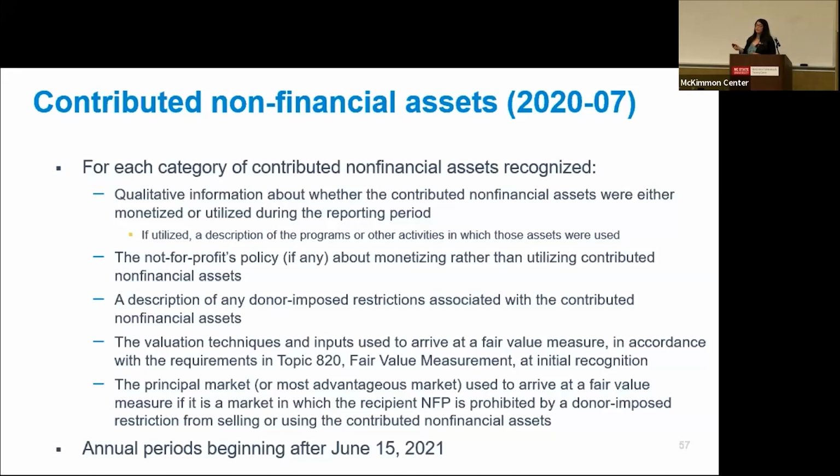You're going to disclose the fair value of the asset that you received. So the fair value measurement that you used to arrive at that fair value amount. And then if it's something that was received with a donor restriction, you're going to have to provide some information on the principal market or the most advantageous market and what you use to arrive at the fair value of that asset.